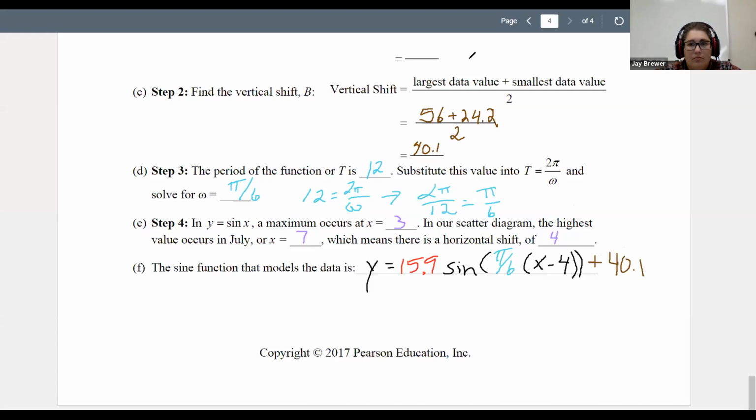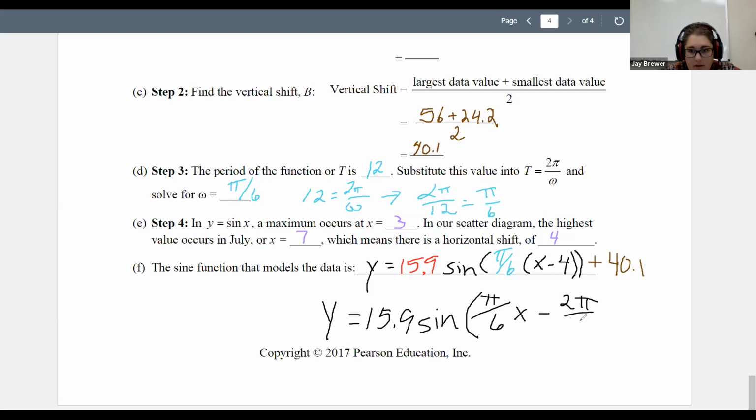Now you can go through and you can rewrite it, distributing the pi over 6 if you like. I would accept either answer on an exam. I cannot tell you what Pearson will accept. I assume they would take either. Even if you do and they don't, just email me and I will go in and override it because I feel like equivalency is normal.